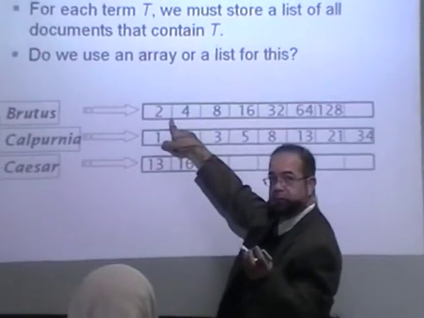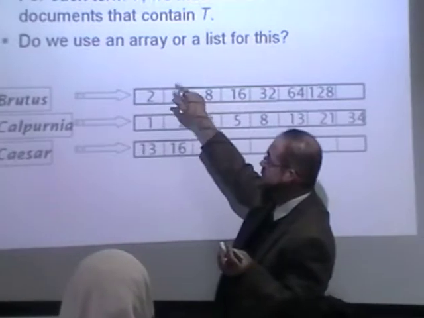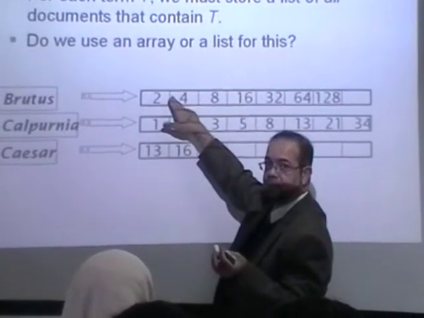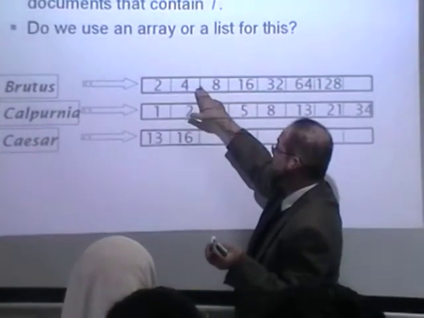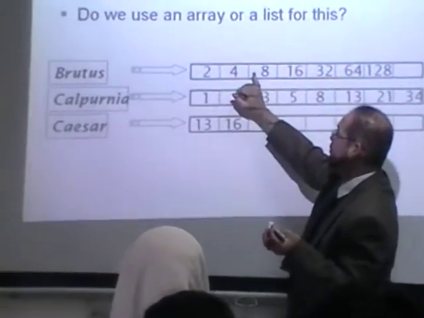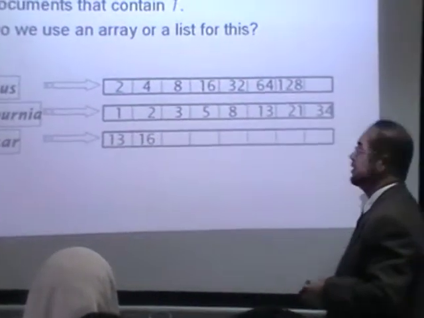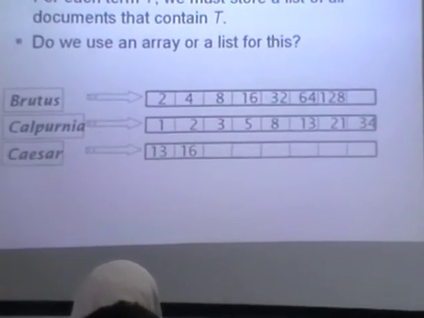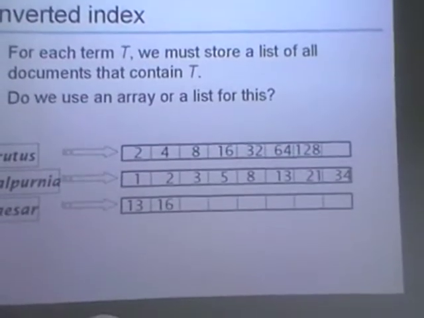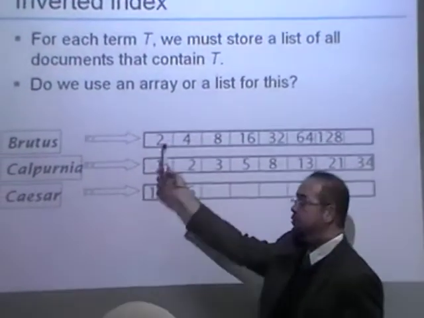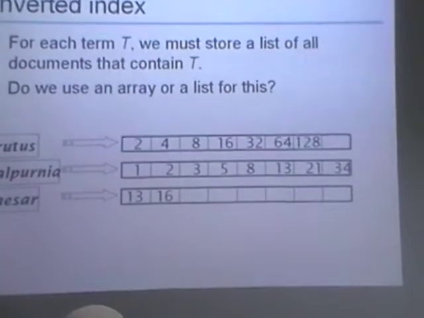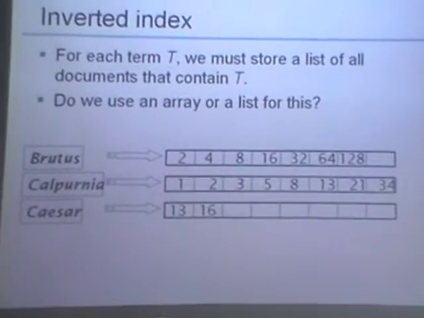So in the incidence matrix, you will see Brutus and document 3 with a 0. That one is not here. That's how we save space, because we are not interested in the zeros. Brutus does not exist in 5, 6, 7. It exists in 8. So this is the linked list of documents that contain the word. The dictionary is sorted, and the document IDs are sorted. So this is the inverted index idea.